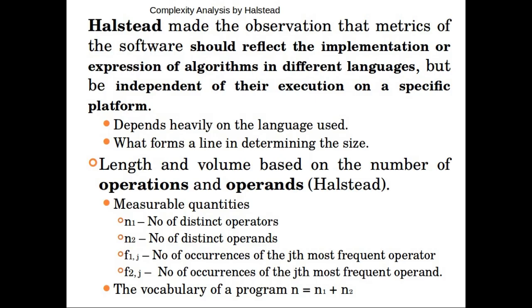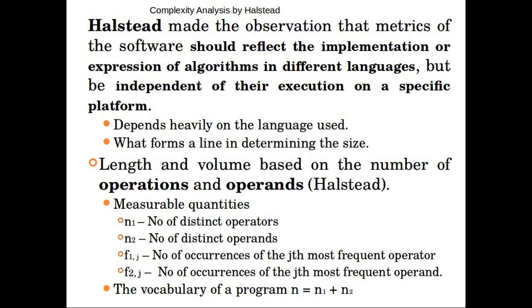Another complexity analysis is by Halstead's measure. Halstead proposed a number of measures based on his experience with software science. Some of these experiments can be considered as complexity measures. Halstead made the observation that metrics of the software should reflect the implementation or expression of algorithms in different languages, but be independent of their execution on a specific platform.